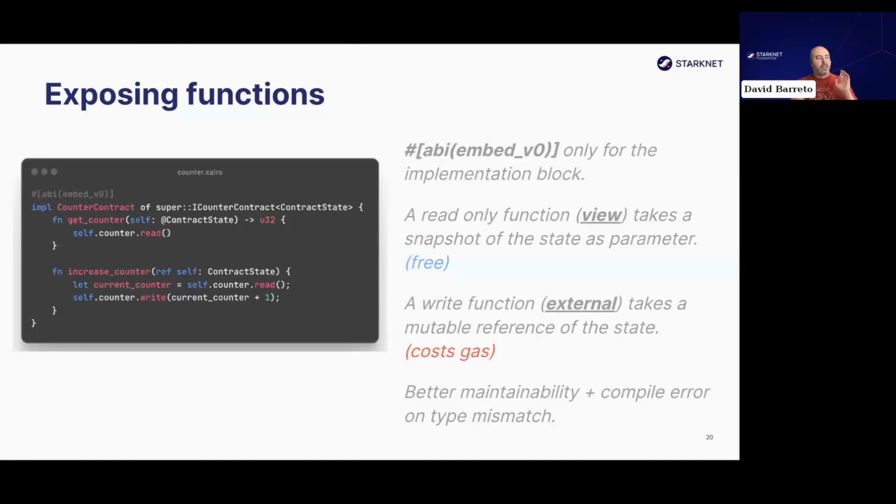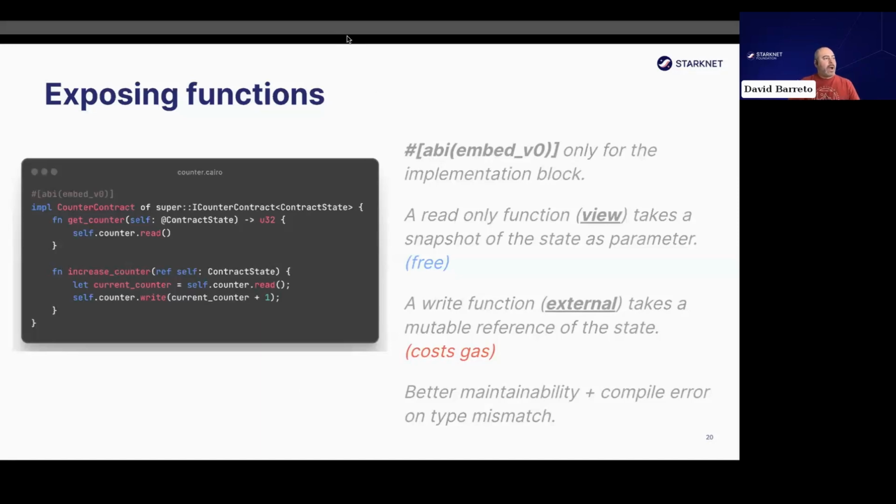Okay. Are there questions? Yes, a couple of questions. Question one from Seth. Why is the type of ref self a contract state, but not counter contract? If it's contract state, how does it infer the storage properties in counter contract since they are different?